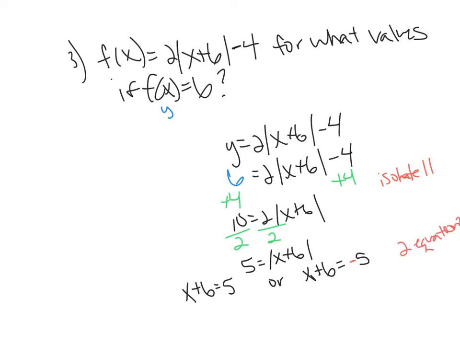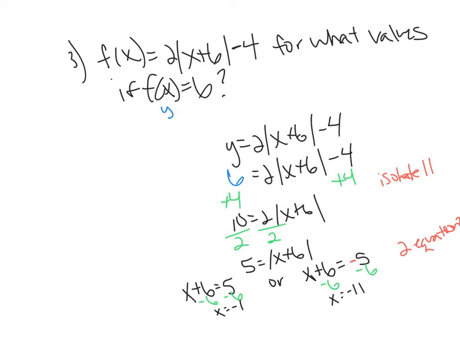So we're actually going to have 2 answers here. After you isolate, everything inside equals positive, and on the other side, everything inside could equal negative that. So now we're just going to solve for x. We could subtract 6 from both sides, so x would equal negative 1. We can subtract 6 from both sides here, and x would equal negative 11.